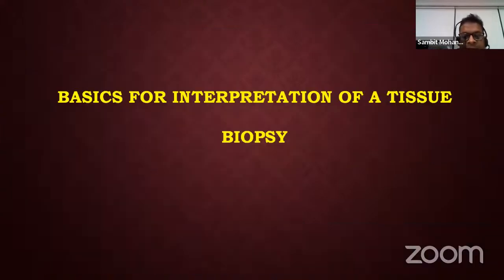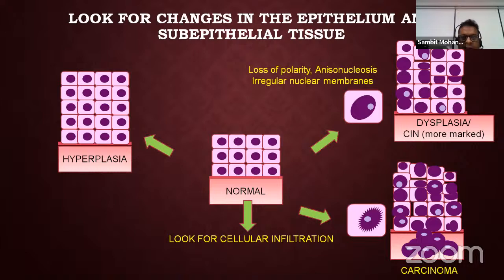Then the basics for interpretation of a tissue biopsy. In any tissue biopsy, we look for changes in the epithelium, the subepithelial connective tissue, and the basement membrane. If you see every cell looks alike, but the thickness is increased, that is hyperplasia, and this is normal. When you talk about loss of polarity, that means there is appearance of a nucleolus, the nuclear membrane becomes irregular, and the nuclear size and shapes are different.